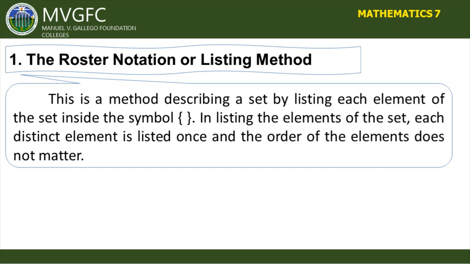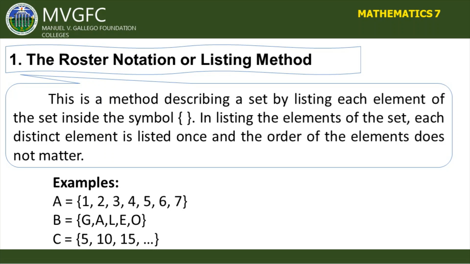So for example, we have here set A, set B, and set C. So I list all the elements for set A. So we have for set A 1, 2, 3, 4, 5, 6, 7. For set B, we have G, A, L, E, O. And for set C, we have 5, 10, and 15.